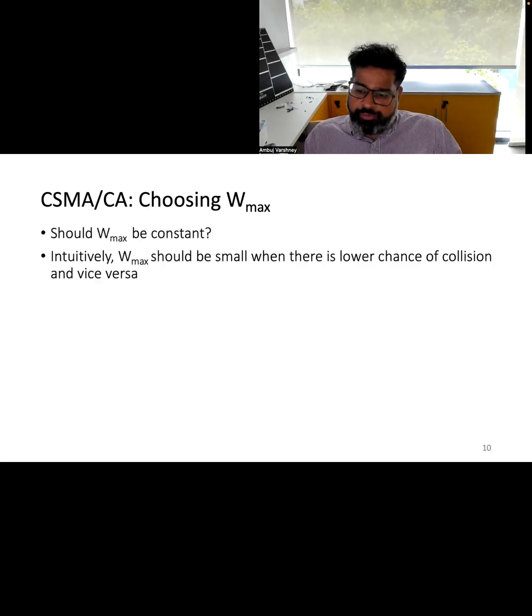So what should be the value? If there is less chance of collision, we should try to keep W small. Otherwise, we should increase the value. And the reason is that if the value of W is small, then you are better utilizing the channel, but you are increasing the probability of collision.